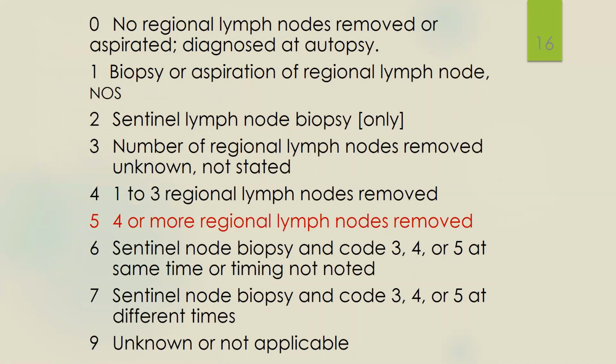These are the codes. Typically, there is not a sentinel done for colon cancer. Sentinel biopsies for the lymph nodes are usually done for breast and skin melanoma only. So you most likely will be using possibly a 1, but most likely a 4 or a 5. You would not use a 6 or a 7 for colon cancer.